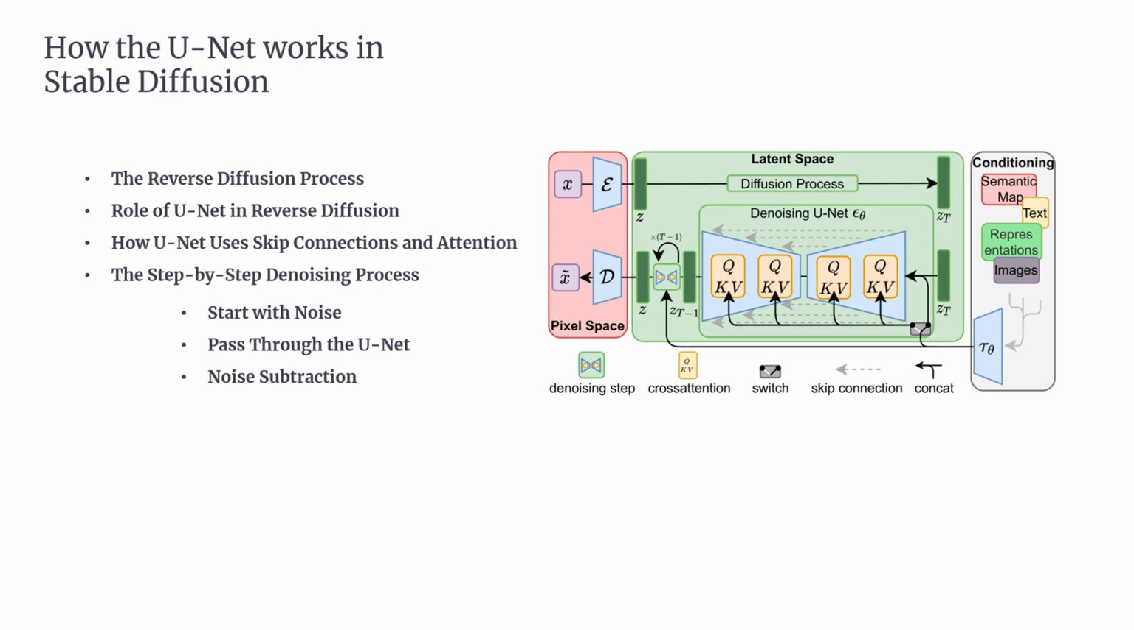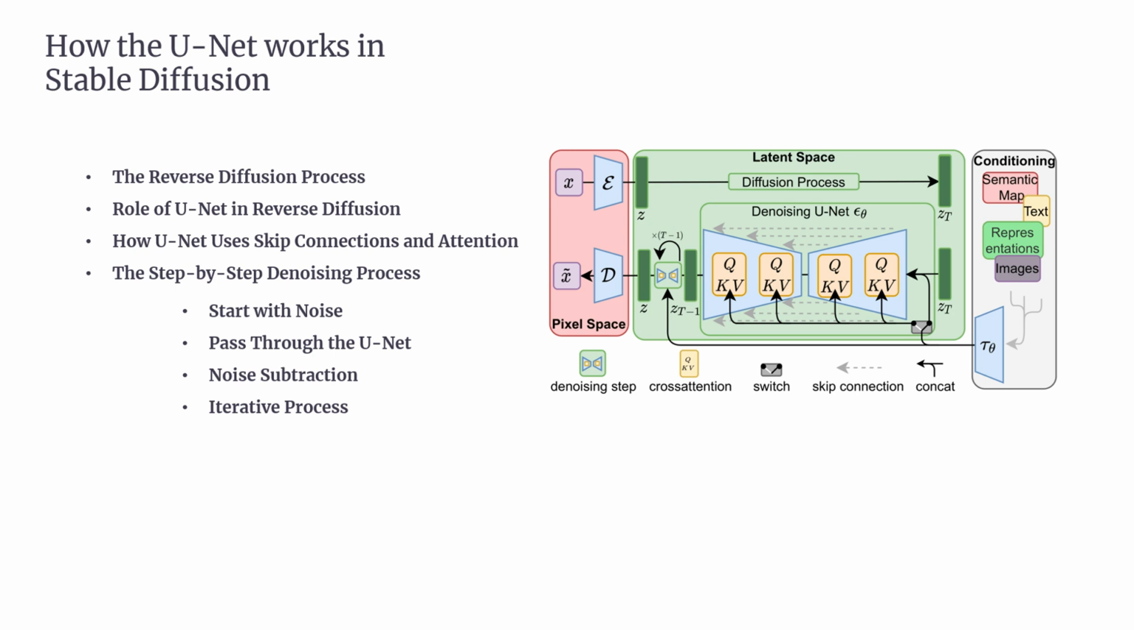3. Noise subtraction. Once the noise is predicted, it's subtracted from the noisy image, reducing the noise and getting the image closer to a clean version. This is how the U-net progressively refines the image. 4. Iterative process. This process repeats for many steps, usually 20 to 50. Each time, the image becomes less noisy, more structured, and more closely aligned with the input text.